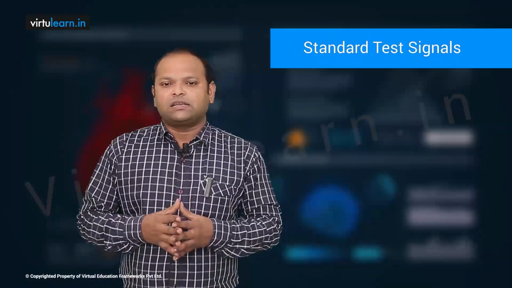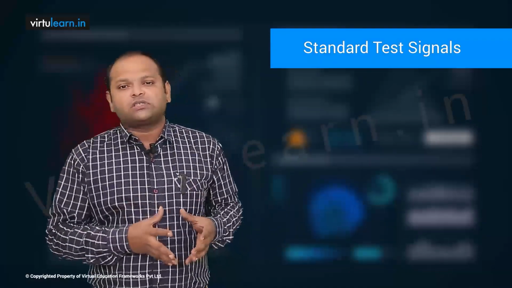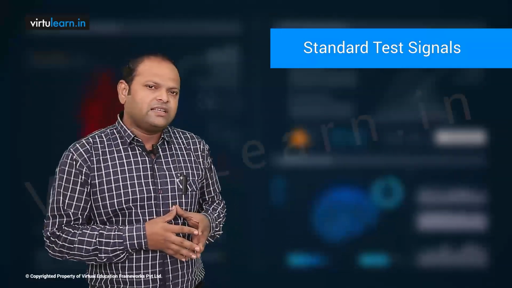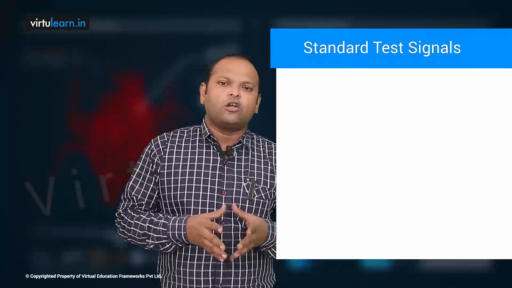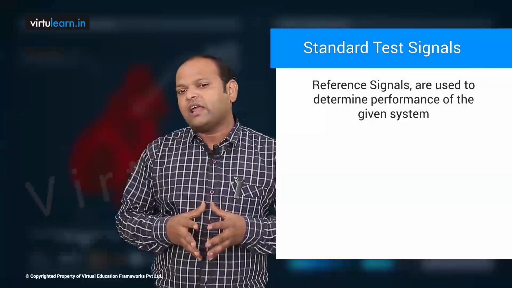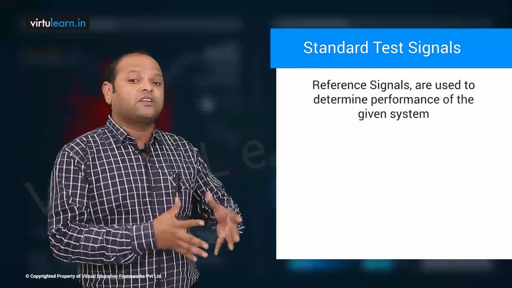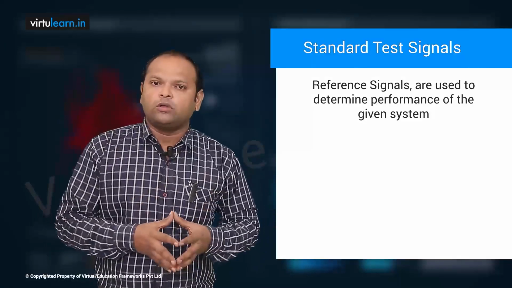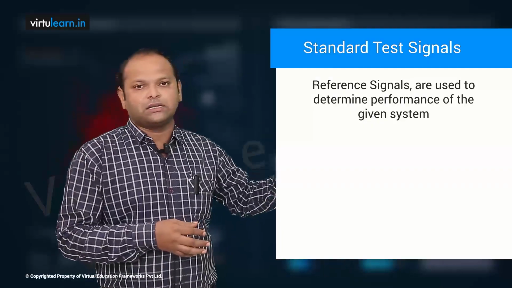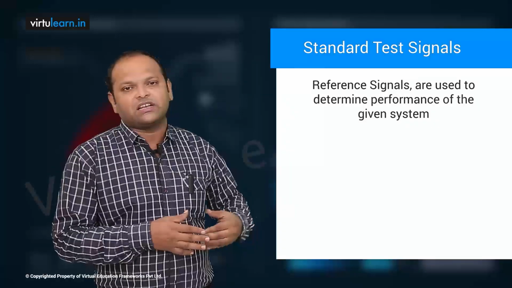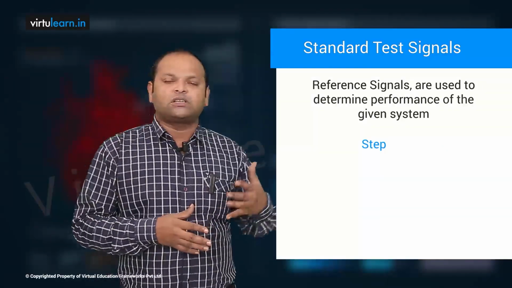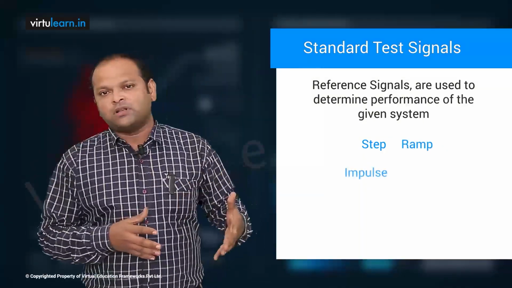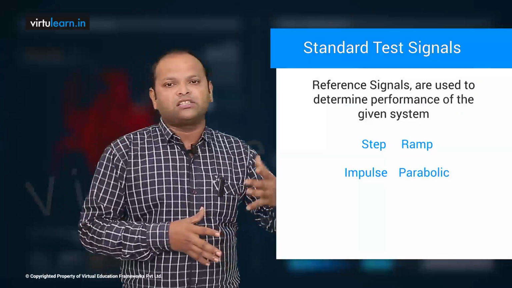Next, we will see what are the standard test signals available. Why do we use standard test signals? Generally, test signals are called reference signals and they are used to determine the performance of the system. If you want to know how the system is performing, we will give these reference signals. Those signals are generally called step signal, ramp signal, impulse or parabolic and so on.